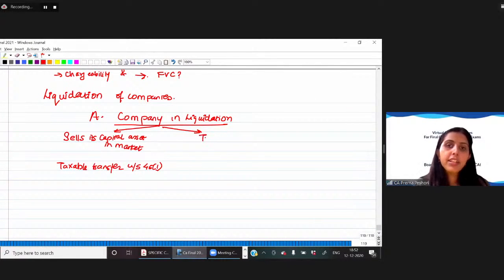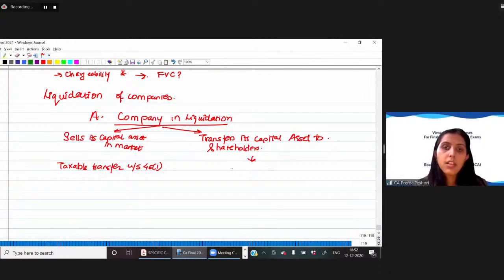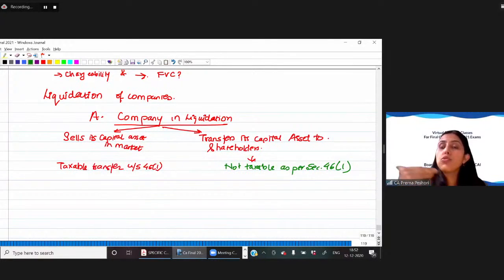However, if it directly transfers its capital asset to shareholders, this will not be taxable as per section 46(1). Is it clear? So if the company transfers the capital asset to shareholders on liquidation, it will not be taxable as per section 46(1). Clear?